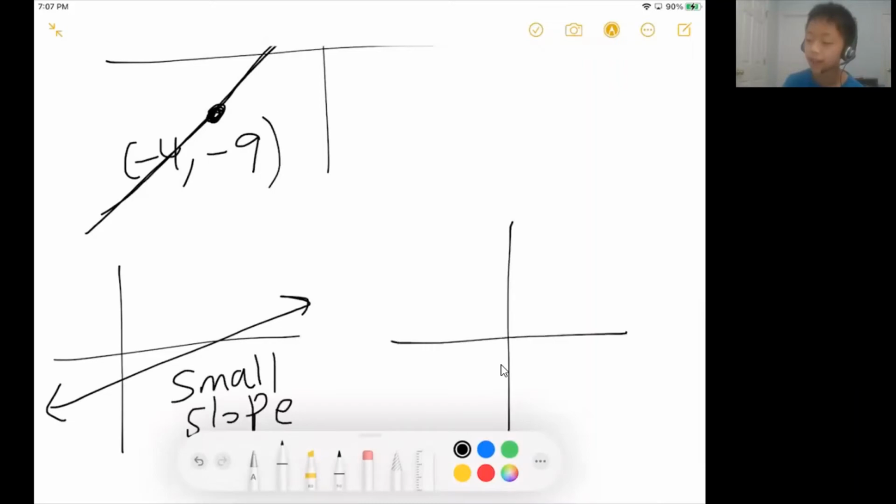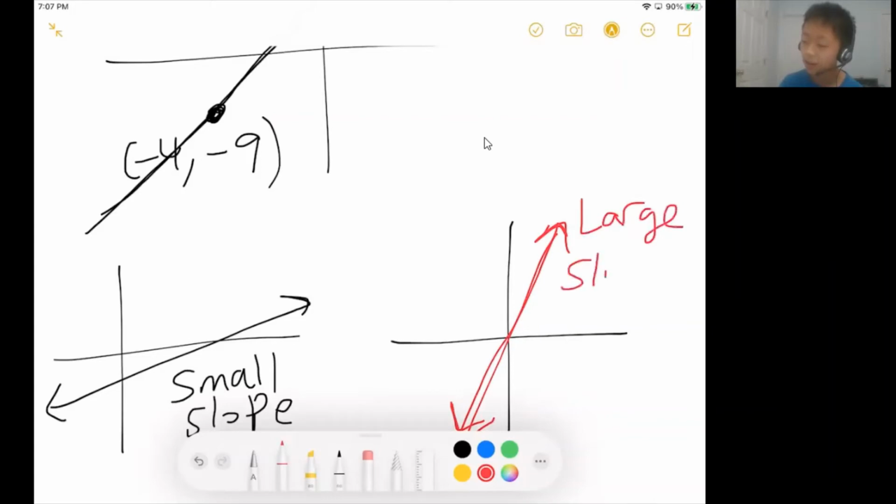On the other hand, if you graph a line like this, you can see it's very vertical, slanted upwards, which is why you can say it has a large slope. So a larger slope, like the one on the right, means the line is more vertical and more steep, while the one on the left is more horizontal, which means it's not as steep and has a small slope.